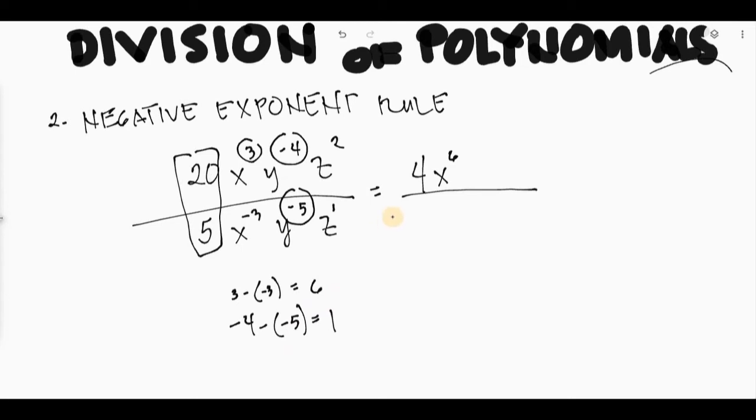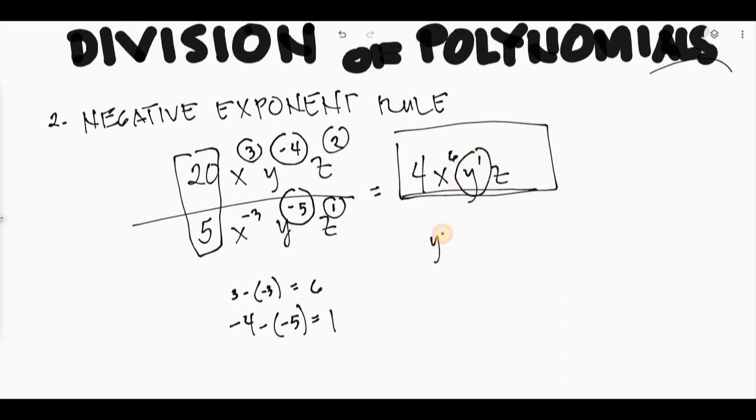So, since y raised to negative 4 is larger than y raised to negative 5, the y goes on top. It's positive 1. And then, the square is larger than 1, so z is here. Okay? So I will show you how it became y raised to 1.